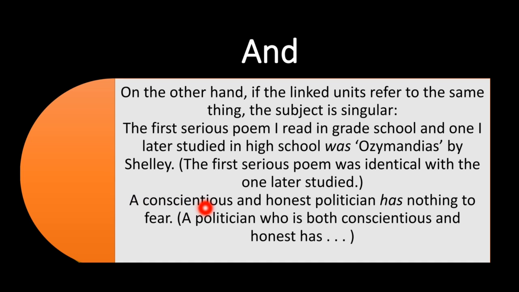A conscientious and honest politician has nothing to fear. So you can see here again a singular verb is used despite the conjunction and. A conscientious and honest politician has nothing to fear. So a politician who is both conscientious and honest refers to the same thing again, right? That's why a singular verb has is used here.